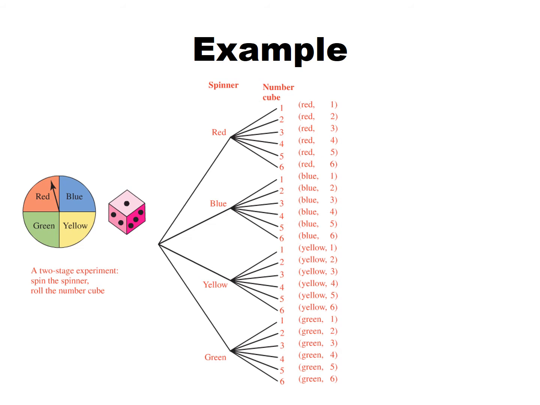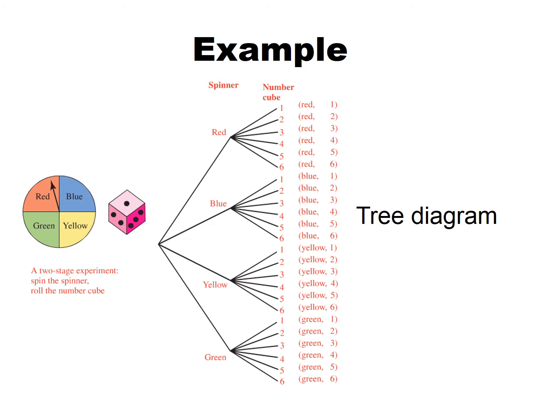So let's do an example of a multi-stage experiment. Let's suppose that we spin a spinner and then we roll a die, or as the book calls it, a number cube. I honestly don't know why they call it a number cube rather than a die, but whatever. This little diagram illustrates all the possible outcomes. This is what we call a tree diagram.